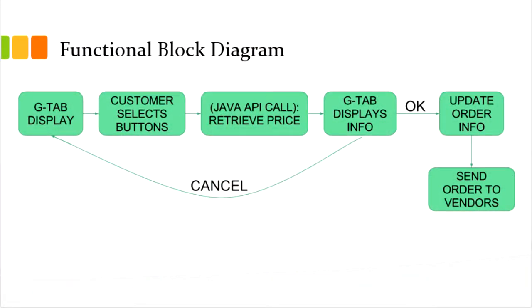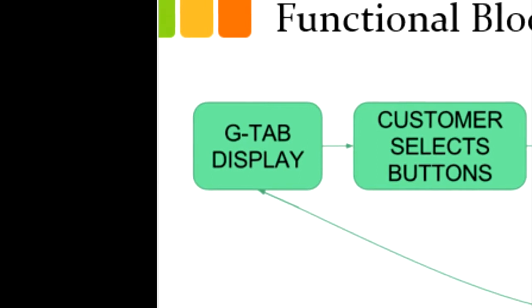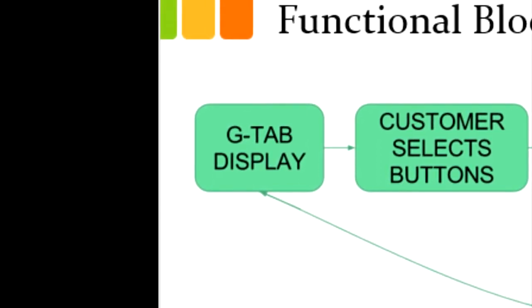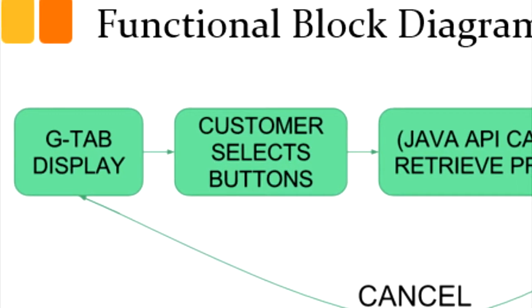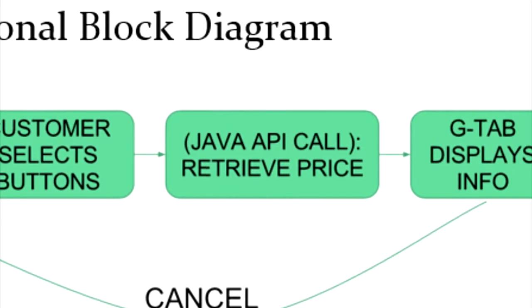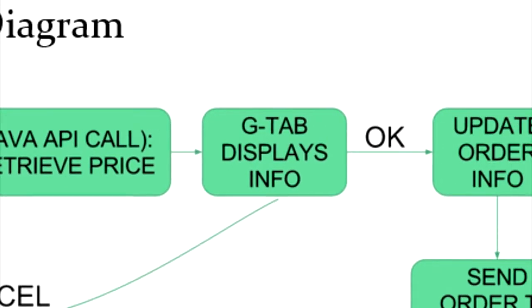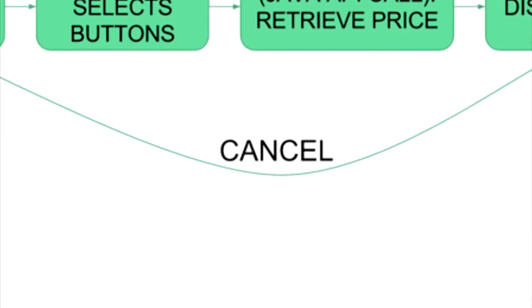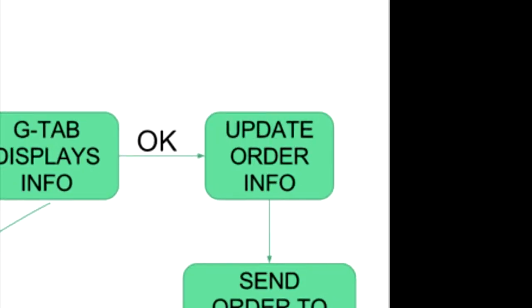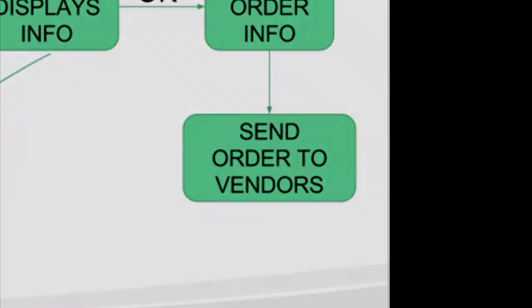Before we begin our project demonstration, let's take a look at how the tablet functions via a block diagram. The GTab display screen shows all the items and vendors a user has customized via the grocery tablet website. Using the tactile rubber dome buttons, a user selects which items they would like to order. Via a Java API call, the price for each of these items is then retrieved. The GTab then displays the object the user is about to order on the display screen. He or she will be asked to confirm, either proceed or cancel the order. The order will then be stored in our website and eventually be sent to the vendors.